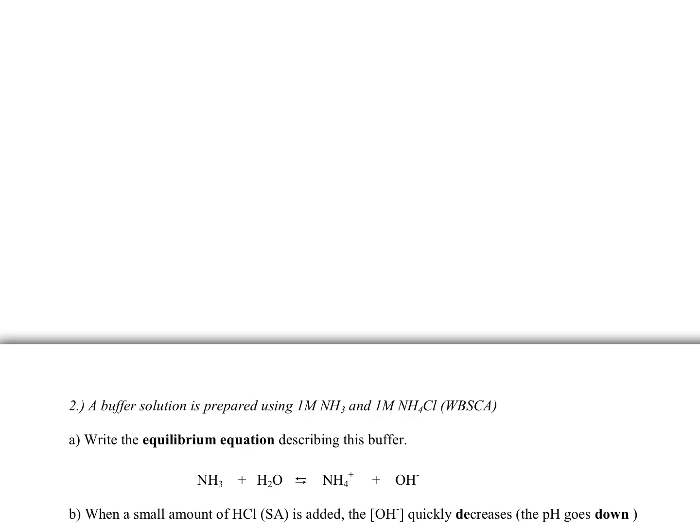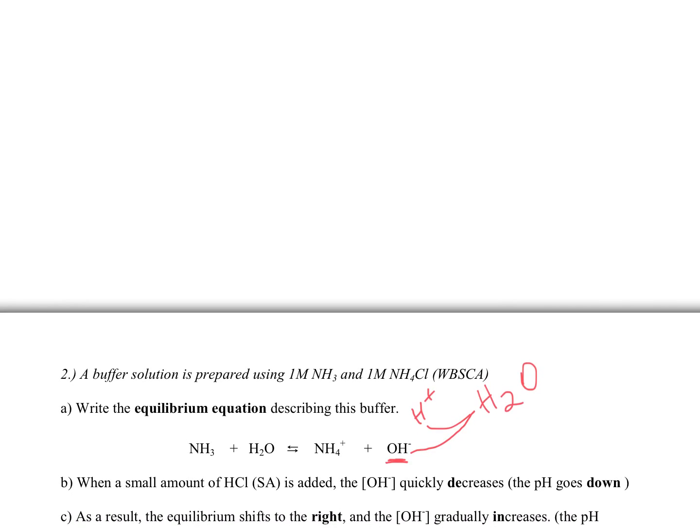When a small amount of HCl is added, the OH- is going to quickly decrease. Now why? Because if we add HCl, we're adding hydrogen ions. Hydrogen ions like to go off with hydroxide ions to form H2O. Therefore, we're using up some of these hydroxides and lowering the pH. We're getting closer to neutral. We're becoming less concentration of hydroxide and more water in general, so therefore a pH closer to 7.